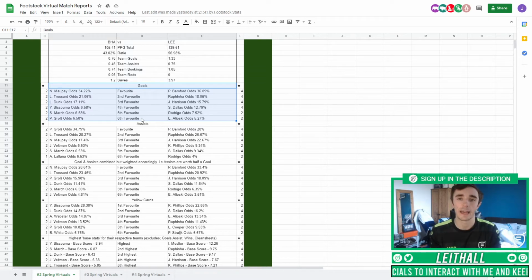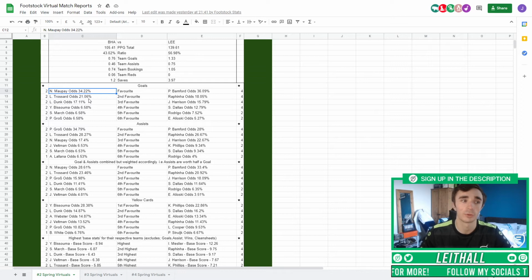You don't need to know in-depth stuff behind that because Footstockhub and Stats have got you covered with these sheets as well as the free content on the site, so be sure to make the most of these. So for today's game of Brighton against Leeds, we can see if Brighton were to score a goal, any individual single goal, Neil Maupay has got a 34% chance of scoring that goal, followed by Trossard.